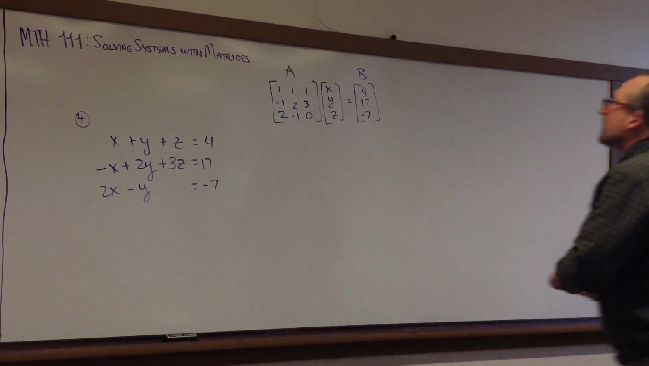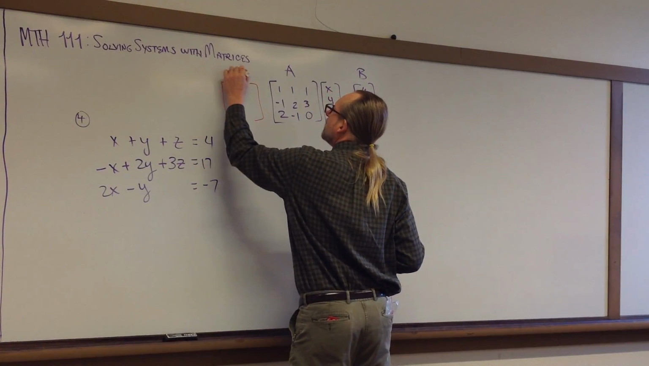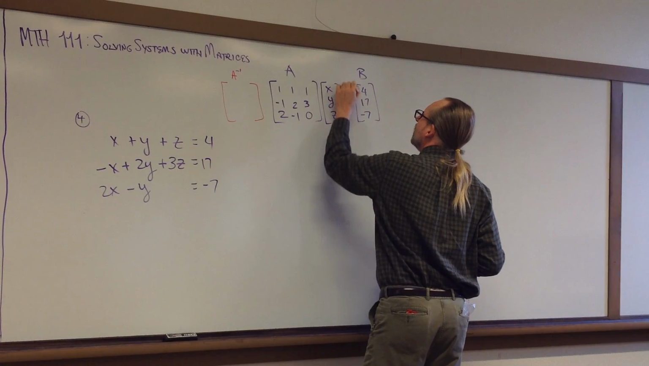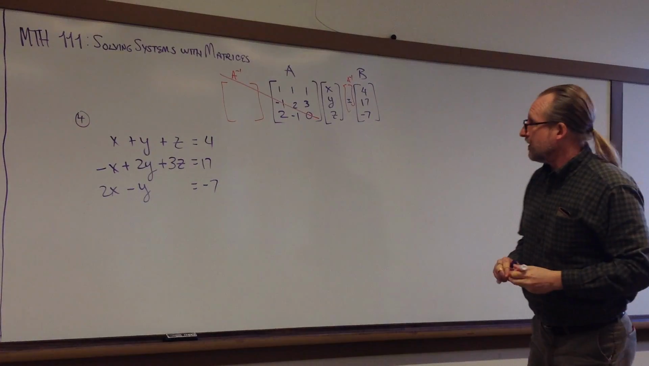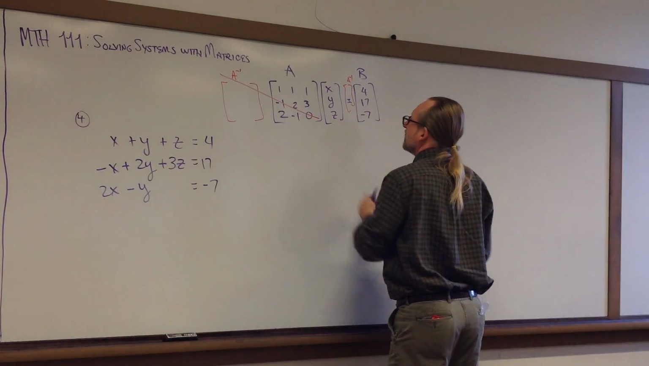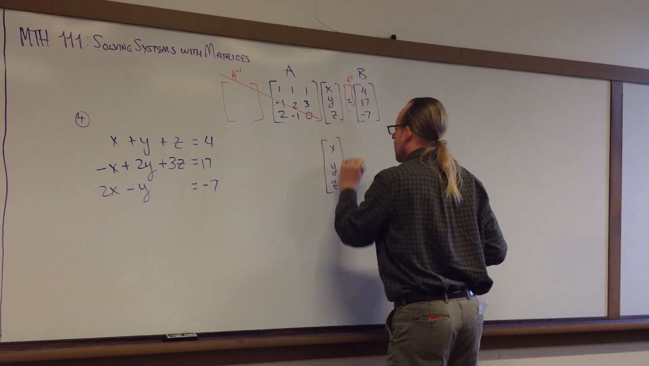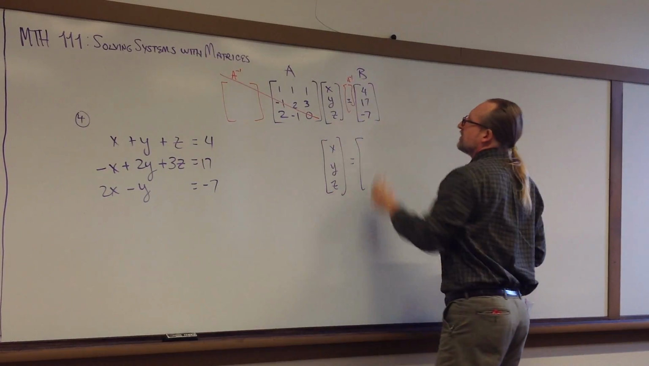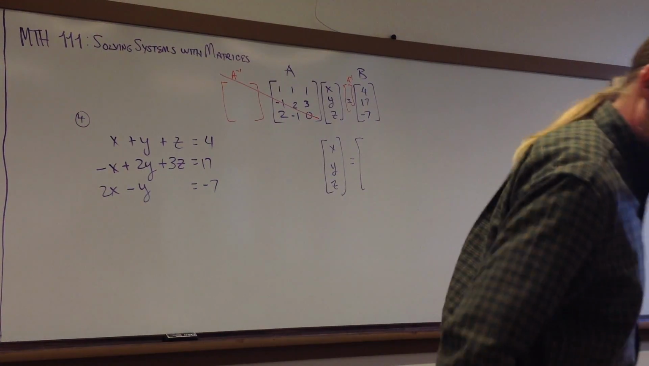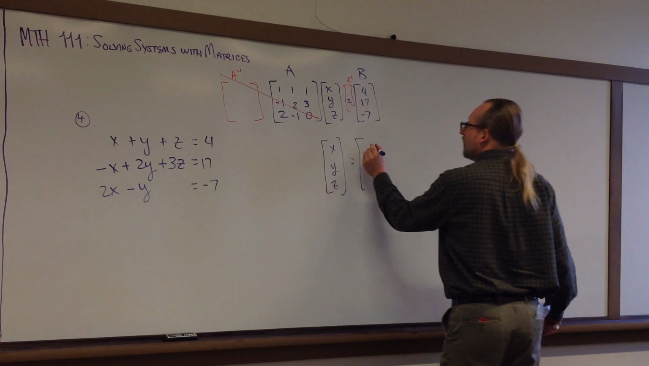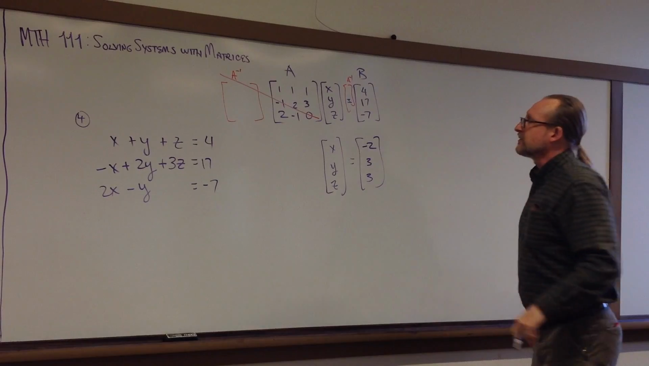And again, the idea here is that we're multiplying on both sides by A inverse. So these cancel each other out to make 1. So what's left on this side is x, y, and z. And on this side we get A inverse times B, which was, let's see, negative 2, 3, and 3. So, x is negative 2, y is 3, z is 3.